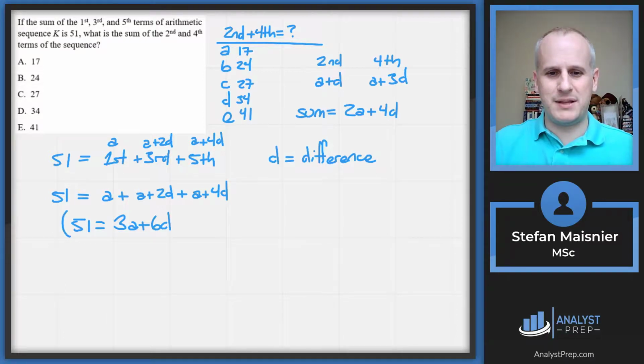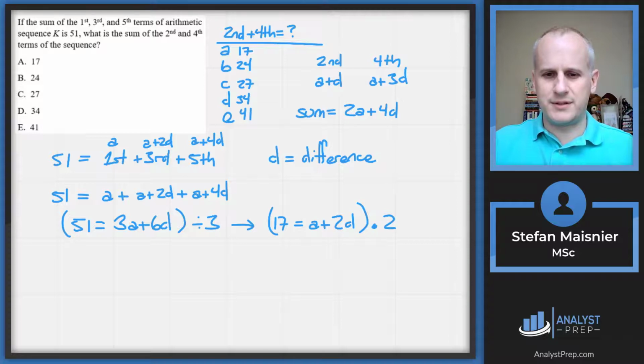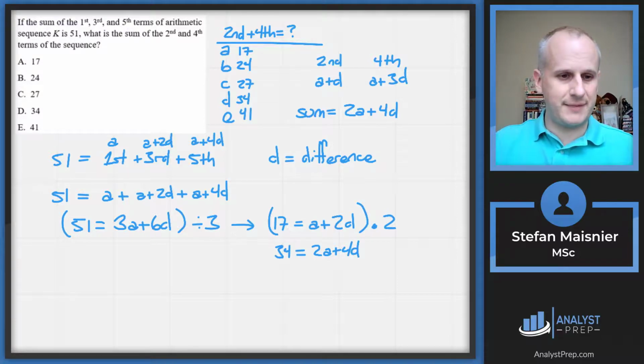So let's be savvy about it. Let's divide everything by 3 so that we get 17 is equal to A plus 2D. Then all we have to do is multiply by 2, and we discover that 34 is equal to 2A plus 4D. And that, of course, is one of our answers, choice D itself.